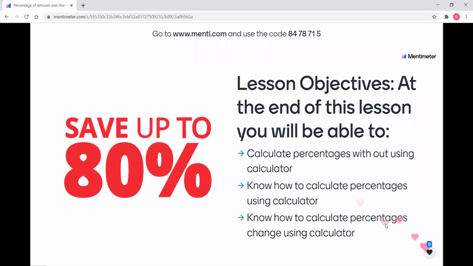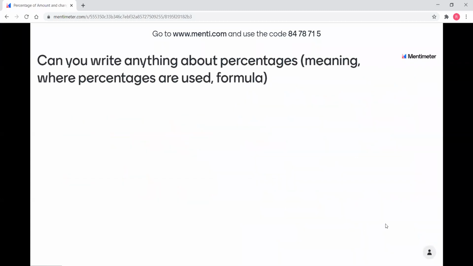First, I need to know your knowledge regarding percentages. So can you write anything about percentages? The meaning, where percentages are used, or the formula? For example, in bank, you know, bank interest. And also another example, stock exchange. Or if you know the meaning in your language, you can put it in your language. Yeah, so just type it in.